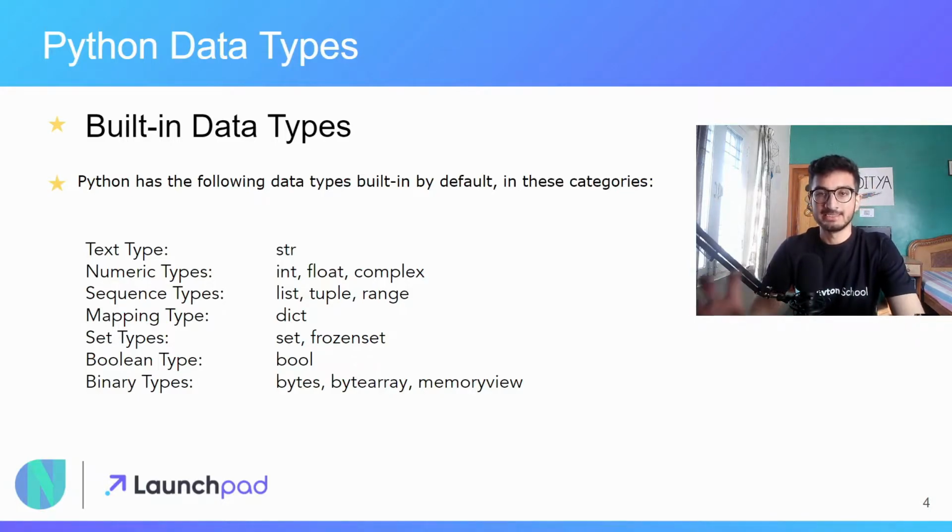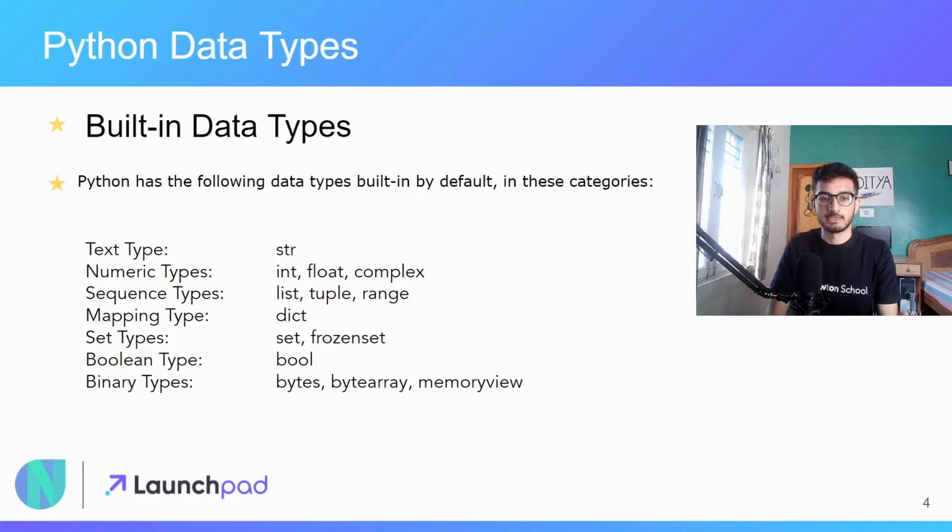And again, data types are the types of values that you would store in these boxes. As in, we had a box which was given a variable name. It was storing a certain value. So what is the type of that value being stored there? That is basically what we mean by a data type.